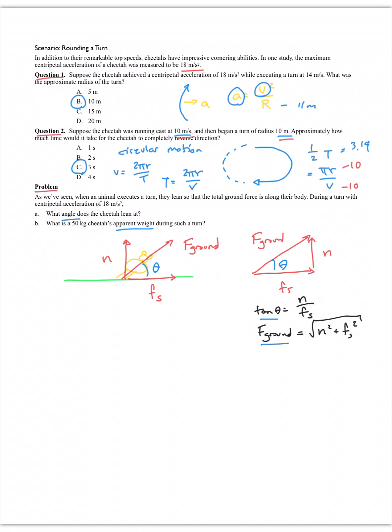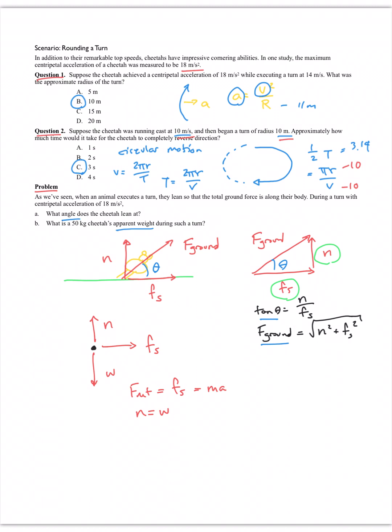So what I need to do to complete my problem is figure out what the normal force is, and figure out what the friction force is. Now, let's do a free body diagram for the cheetah. There's a weight force acting downward, a normal force acting upward, and a friction force acting towards the center of the turn. The net force is just equal to Fs, and the normal force is equal to the weight force. The net force is also equal to m times a, and since it's circular motion, the acceleration is v squared over r.